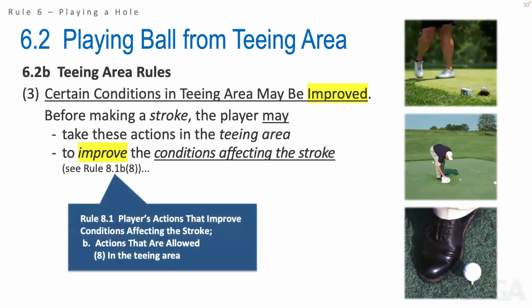The next one, again, we're referring back to the teeing area as Candyland. You can take some actions in the teeing area to improve what we like to call our conditions affecting the stroke. It's in Rule 8. It's another really deep concept, but there are some things you can do in the teeing area that you typically can't do anywhere else.